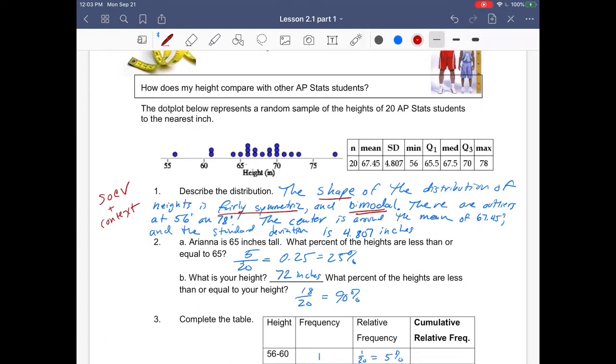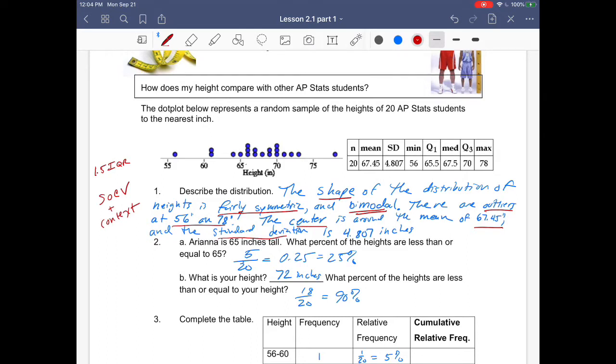There are outliers at both 56 and 78. Remember to do your outliers, 1.5 IQR, above and below Q1, Q3. The center is around the mean, 67.45 inches. Use units at all times. And then your variability, standard deviation, in this particular case, 4.807 inches. So on average, the data points are 4.807 inches from the mean.